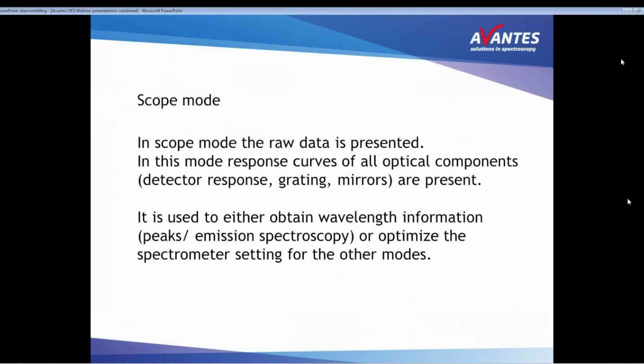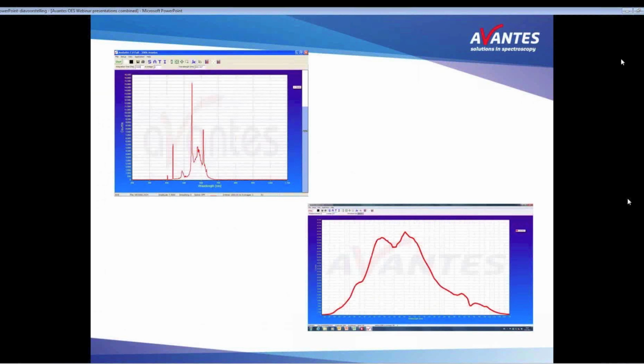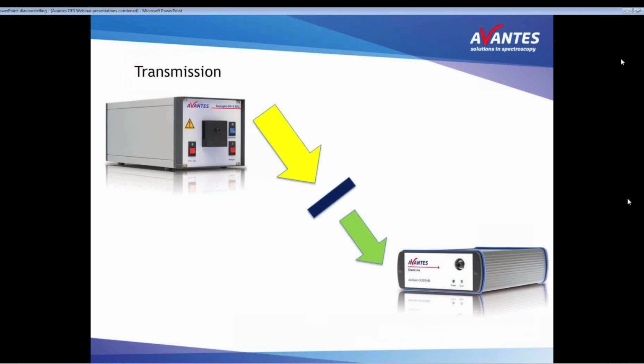This spectrum, we call it scope mode, is actually raw data. And one needs to be assured that this raw data does not necessarily have to relate to reality in all its aspects. In this mode, response curves of all optical components like the detector, the grating and the mirrors, or perhaps even the fiber used, are present. So this mode with raw data can be used to obtain wavelength information like peaks in emission spectroscopy, or optimize the spectrometer settings for the other modes. These are typical raw spectra of a spectrometer.